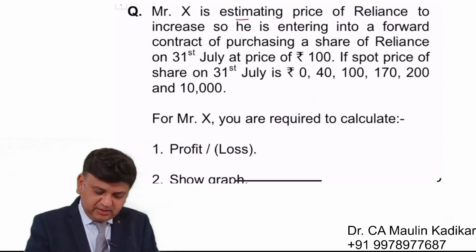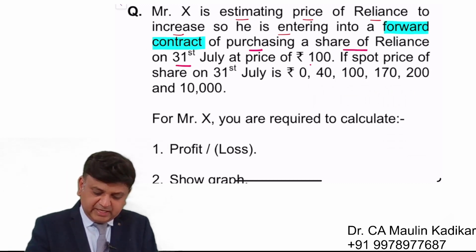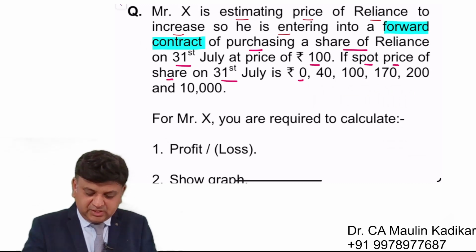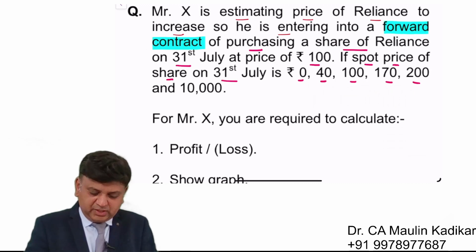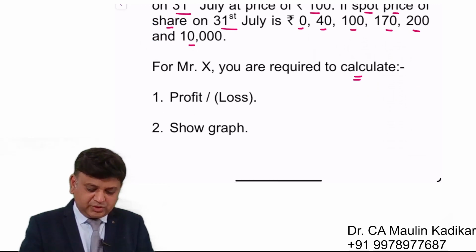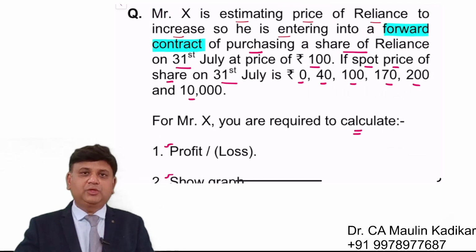Mr. X is estimating the price of Reliance to increase, so he is entering into a forward contract of purchasing a share of Reliance on 31st of July at a price of 100 rupees. If the spot price of the share on 31st of July is 0, 40, 100, 170, 200 and 10,000, for Mr. X, you are required to calculate. There are two questions, profit or loss and show graph. I request all of you to just go through the question.